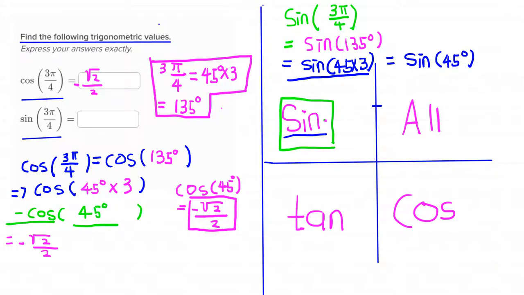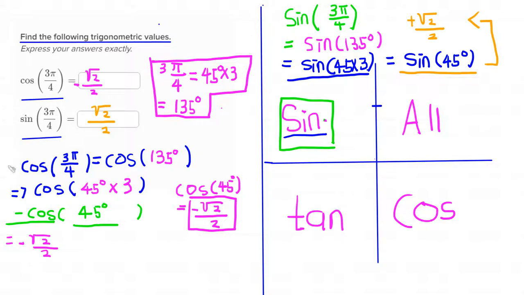And we can simplify this expression right over here. Sine of 45 degrees has the same value as cosine of 45 degrees. So we are going to have positive square root of 2 over 2. So the answer for the second one, sine of 3 pi over 4, is equal to positive square root of 2 over 2.